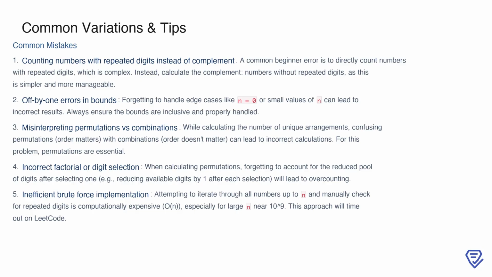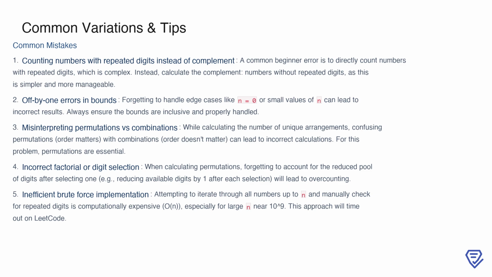Next, be mindful of off-by-one errors, particularly when dealing with edge cases like n equals 0 or small values of n. Ensure that your bounds are inclusive and correctly handled to avoid inaccuracies. Additionally, it's important to distinguish between permutations and combinations. Since the order of digits matters in this problem, permutations are key. Misinterpreting this can lead to incorrect calculations.